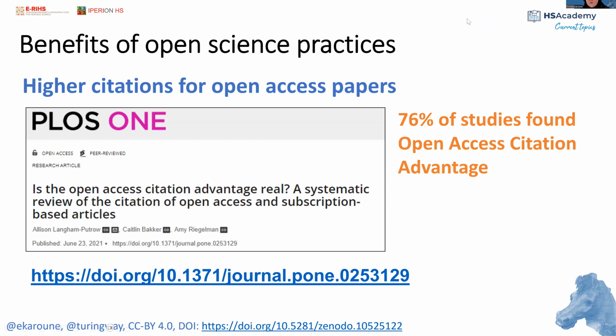So here is the evidence of what I've just said about the benefits of open science practices. The first one is there are loads of articles out there that tell us that you get higher citations for open access papers. This one that I'm showing you here has gathered together lots of different studies on what's called the Open Access Citation Advantage, and they were looking into whether it was a real thing. They found that 76% of these studies did find that you got the advantage. So it's very likely and positive that you are getting more citations. So that's one bit of evidence.